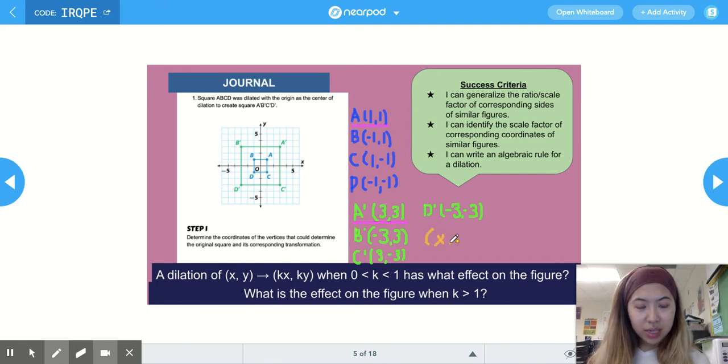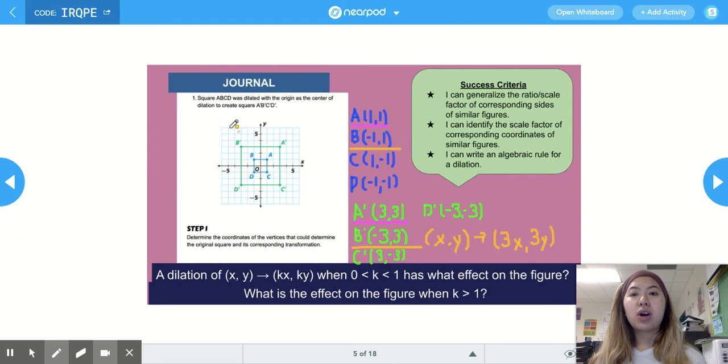So let's go ahead and check that with some of the other corresponding coordinates. So we have for B, it's -1, +1. For dilated B, it's -3, +3. So if we multiply -1 times +3, we get -3. If we multiply 1 times 3, we get 3. So our rule is going to be 3x, 3y.